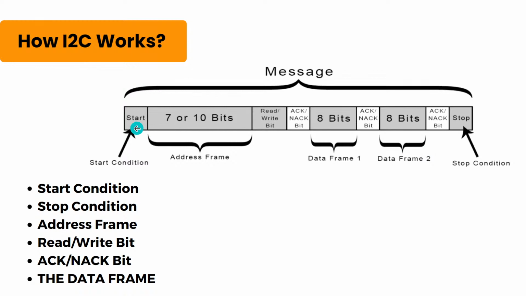First, the start condition. The data line switches from a high voltage level to a low voltage level before the clock line switches from high to low, to start the transmission. Likewise, in the stop condition, the data line switches from low to high after the clock line switches from low to high. Then coming to the address frame, a 7 or 10 bit sequence unique to each slave that identifies the slave when the master wants to talk to it.